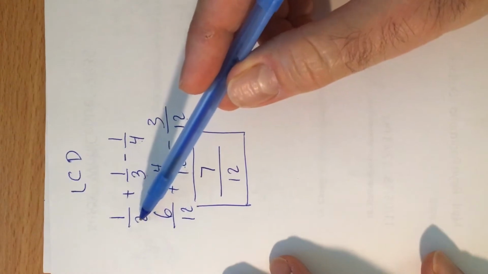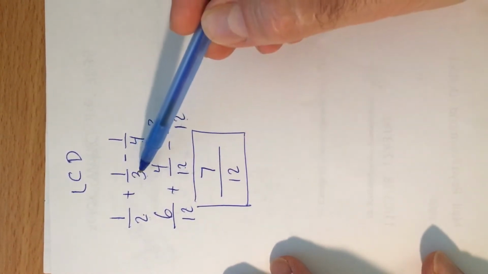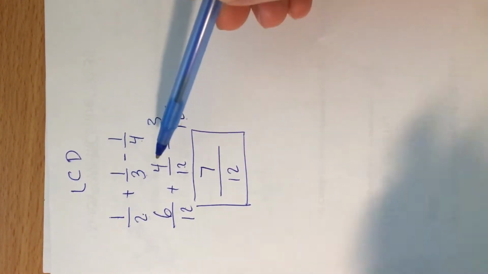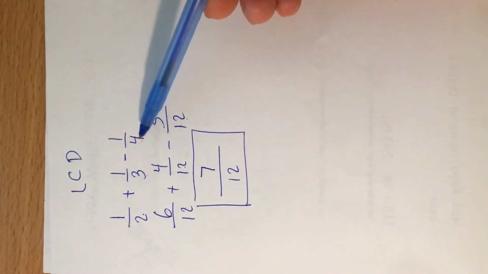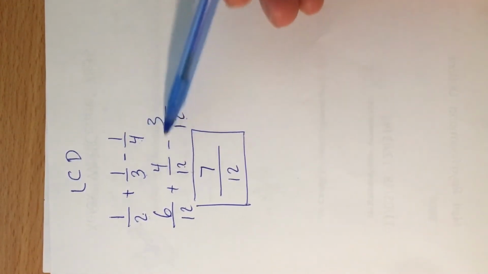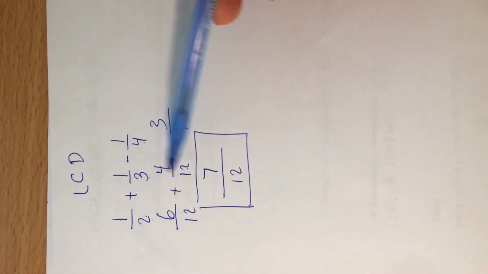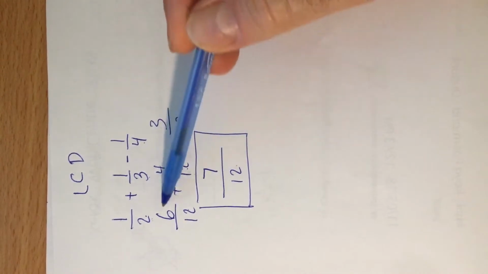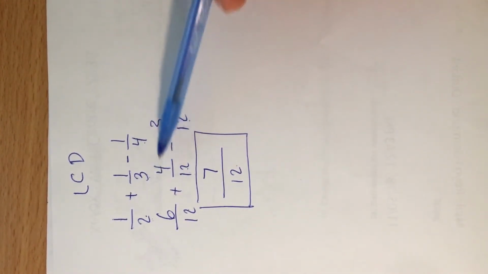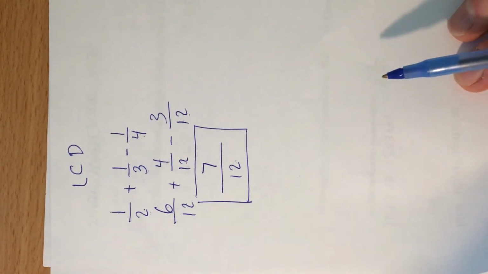So what do I multiply 2 by to get 12? That's 6, so 6 times 1 is 6. What do I multiply 3 by to get 12? That's 4, so 4 times 1 is 4. And what do I multiply 4 by to get 12? That's 3, 3 times 1 is 3. So these are called equivalent fractions. Now that the denominators are the same, I keep the same denominator, I combine the numerators. 6 plus 4 is 10, 10 minus 3 is 7. So we get 7 over 12 for combining these three fractions.